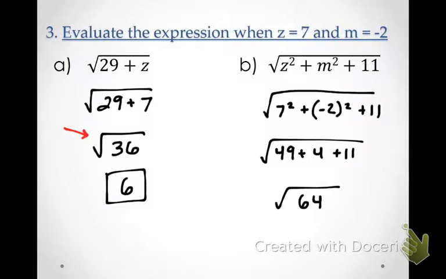Okay, what is the square root of 64? 8. Is it positive or is it negative? Positive. Once again, if you remember, it's asking us for the positive square root of 64. So your answer would be 8.